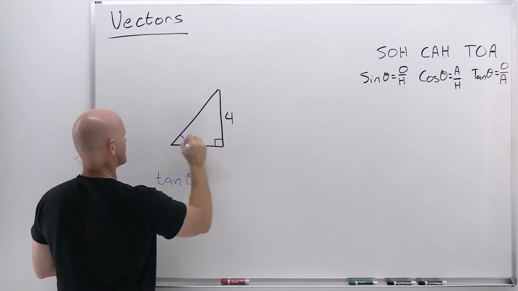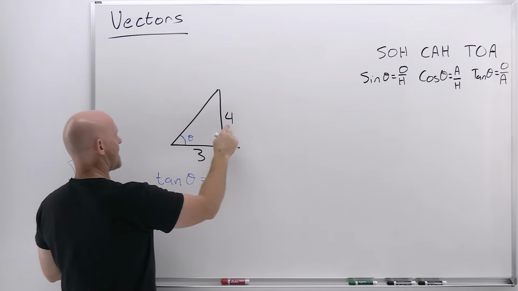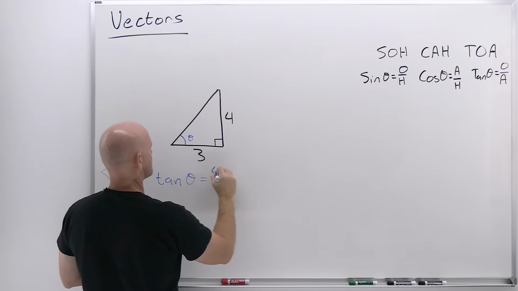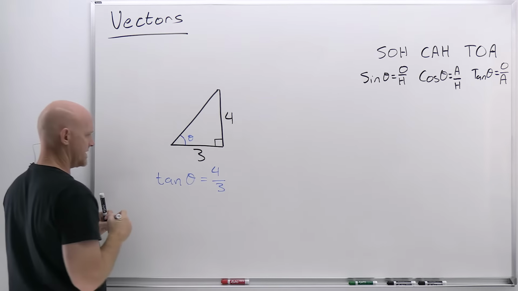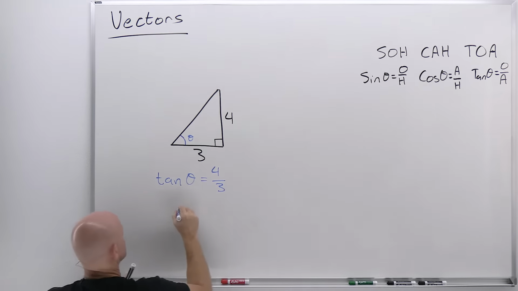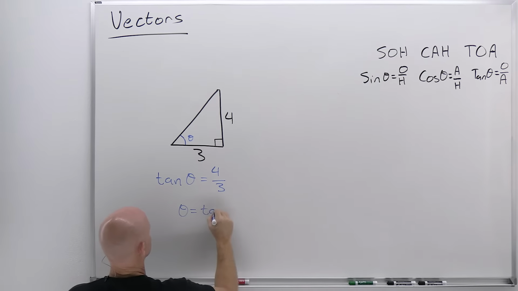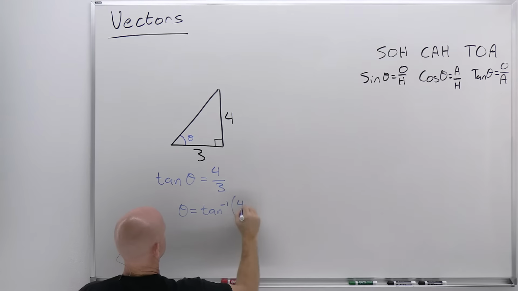So in this case, the tangent of theta is equal to the opposite over the adjacent, so 4 over 3. And so to solve for theta, we take the inverse tangent of 4/3.